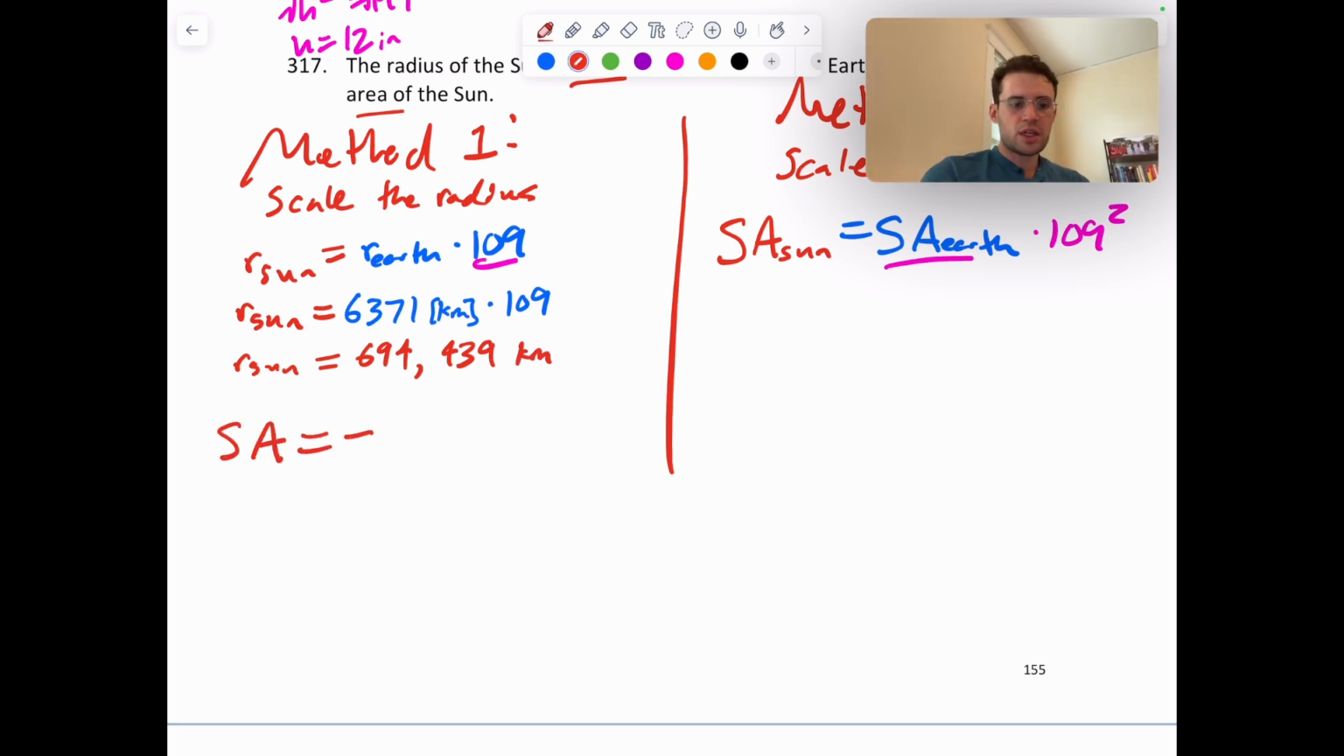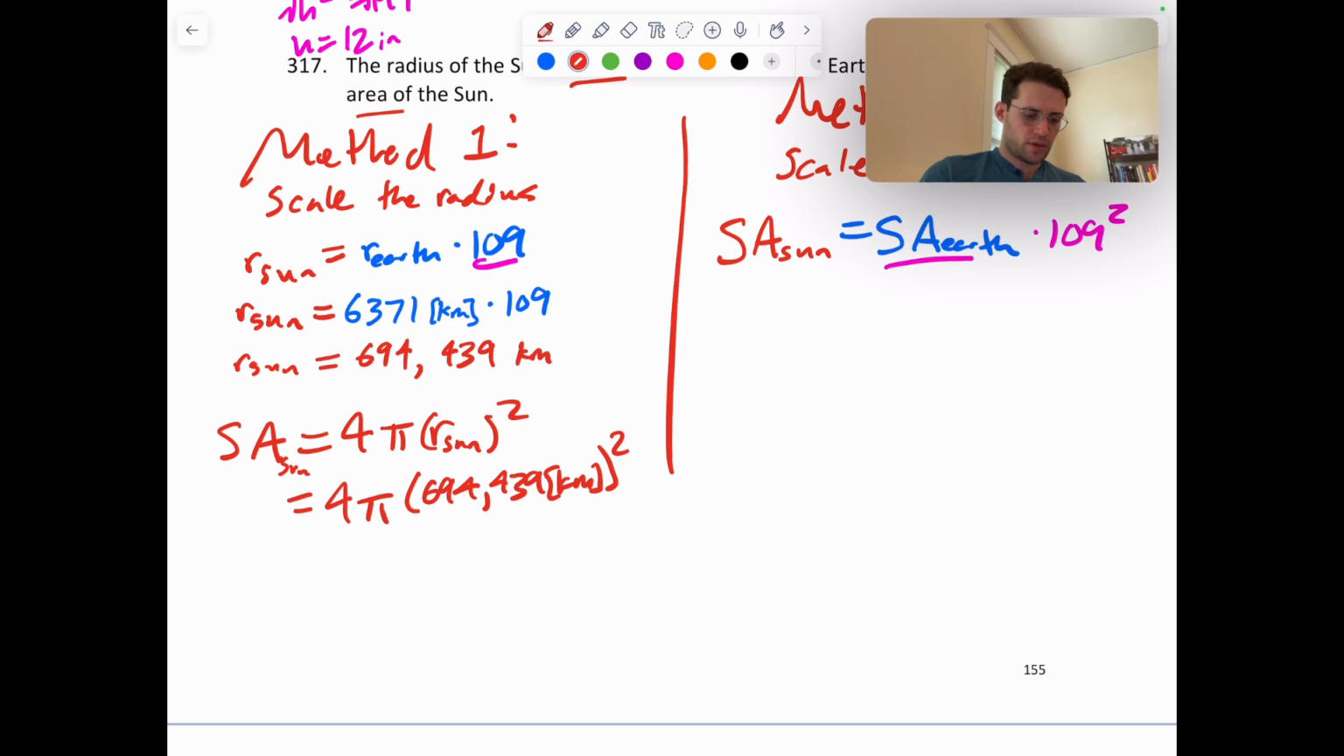Now, if we were to plug that directly into the surface area of a sphere formula, we'd say the surface area is equal to 4 times pi times the radius of the sun squared, which would be 4 times pi times 694,439 kilometers squared. Right, so if you square that number and then multiply it by 4, we get 1.928982099. It says E12 on your calculator. E just means times 10 to the power of, so it's times 10 to the 12th pi.